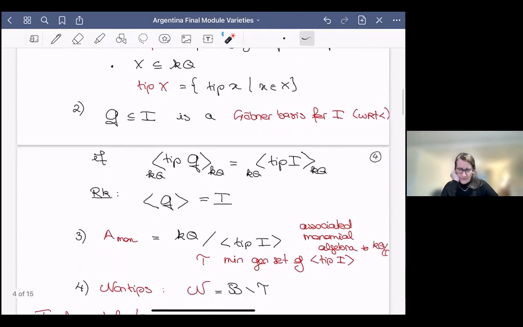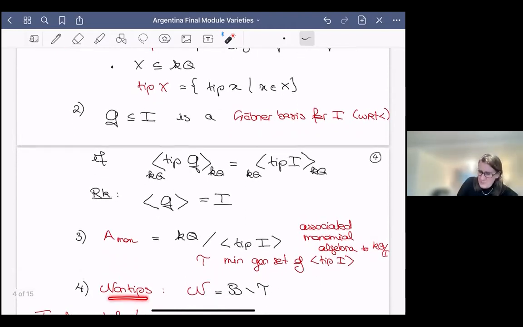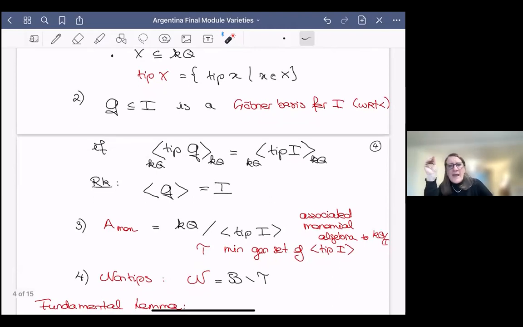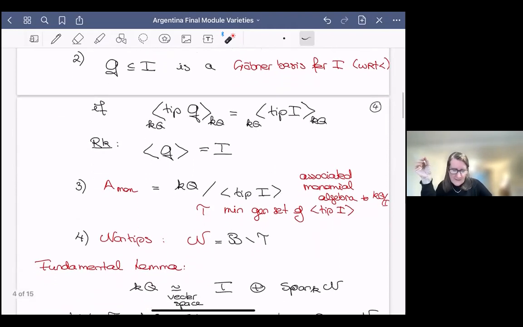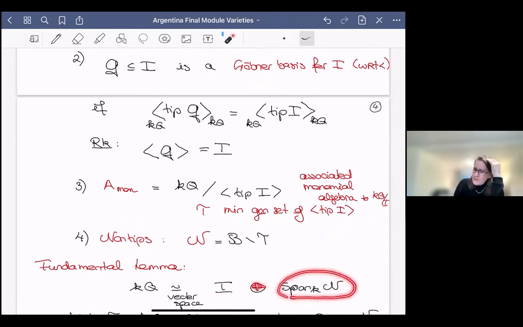Okay, then there's just another definition, namely of the non-tips. T is what is called the tips, because it is the generating set of this tip ideal, and we call a non-tip everybody that's not a tip. So I take my basis and take away all the tips. Okay, and then there's something called the fundamental lemma: any choice of order gives us a vector space decomposition of the path algebra into the ideal plus the span of the set of the non-tips.